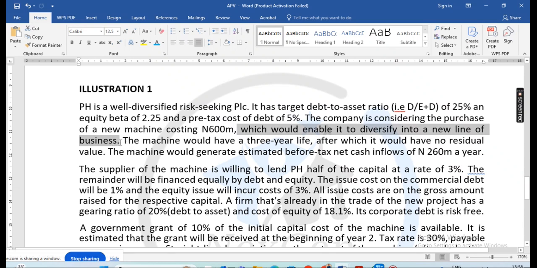Now, since they just mentioned diversification, something should come to your mind. Definitely, there will be an ungeared company. There will be a proxy company.